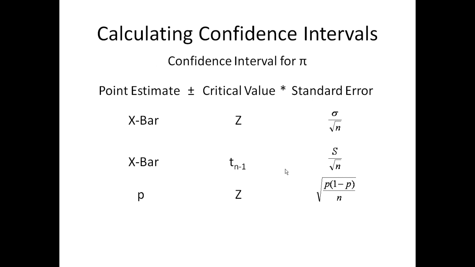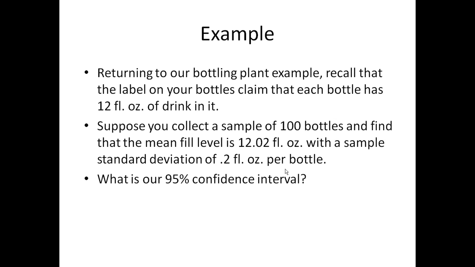Finally, we've got the case of the confidence interval for pi. For the confidence interval for pi, we're going to use p as our point estimate. P, again, is our sample proportion. Our critical value is going to come out of the z distribution, and our standard error is going to be the square root of p times 1 minus p divided by n. And it's really that simple. It's a simple matter of knowing what 3 elements you need, plugging in numbers into each of those elements, and solving.